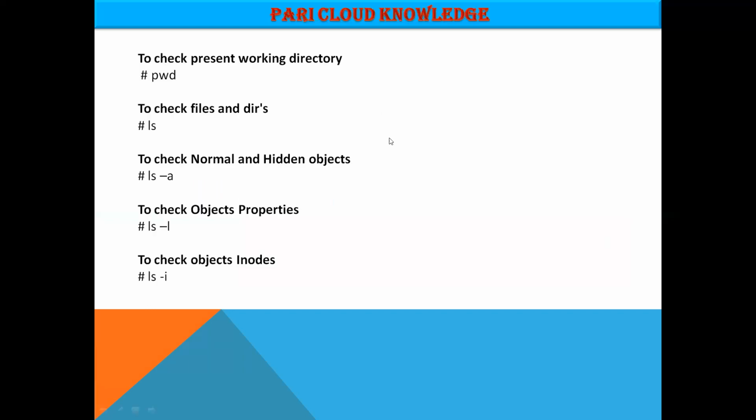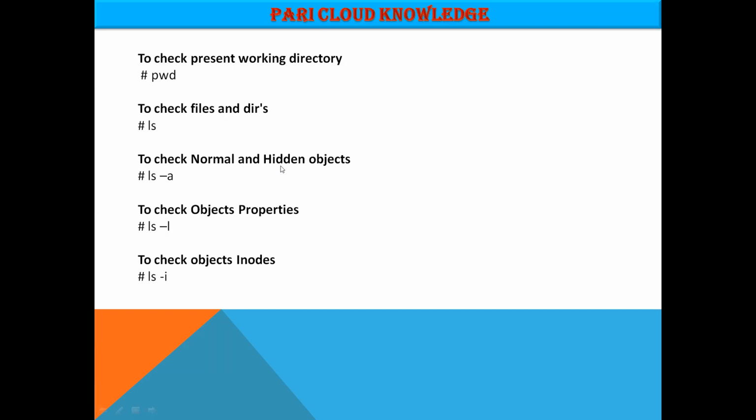So to check the present working directory, the command is pwd. If you want to check the current working directory of the server, write pwd, then you will see the present working directory. And to check files and directories, just type ls, then it will show all the directories present inside that folder, inside the directory.